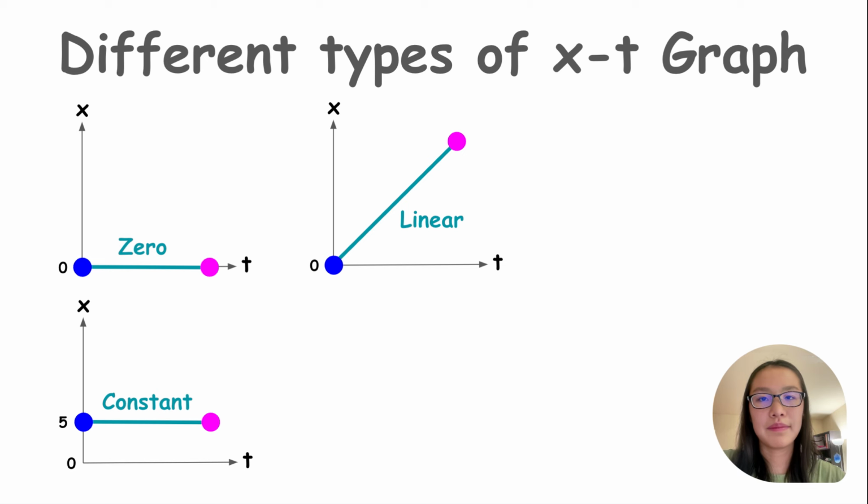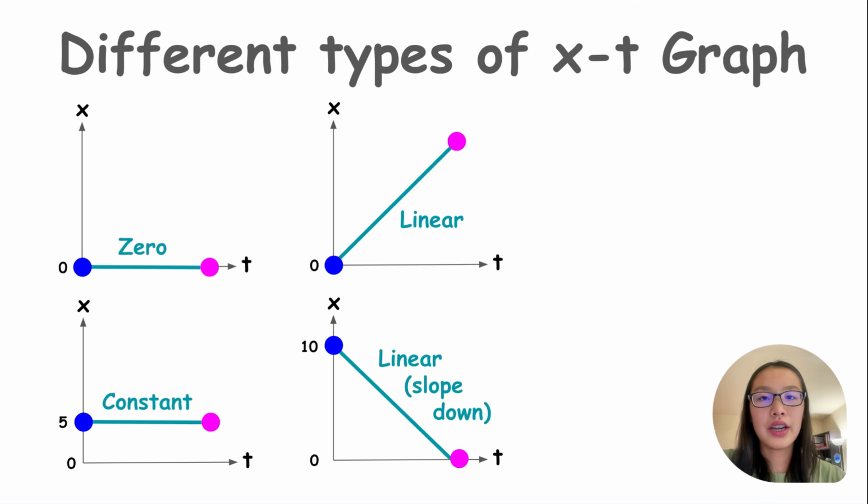This type of graph is called a linear line, and it shows that the car's position changes at a uniform rate over time. A similar situation happens if the car moves backwards at a constant rate. For example, let's say the car starts at milestone number 10 and moves back to the original position. The line on the XT graph is still linear, but this time it slopes downwards.